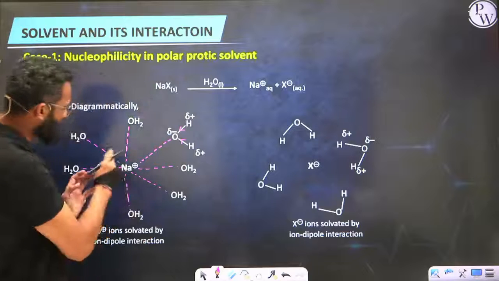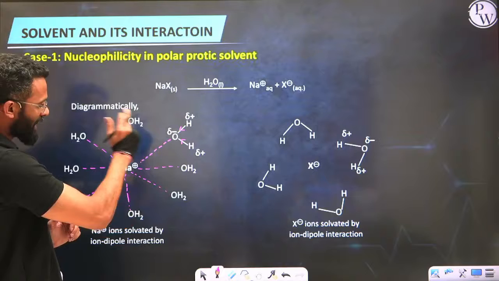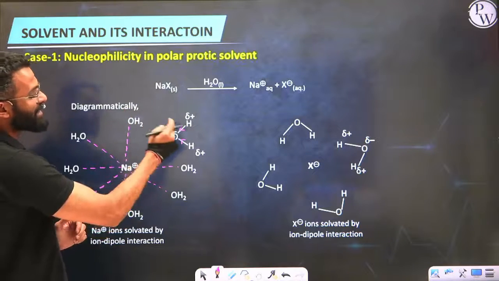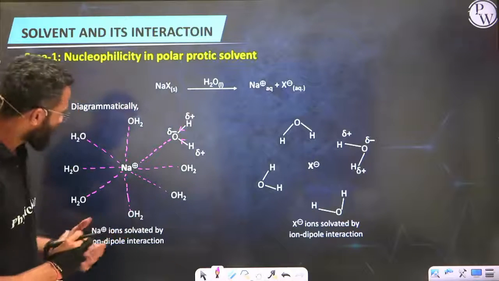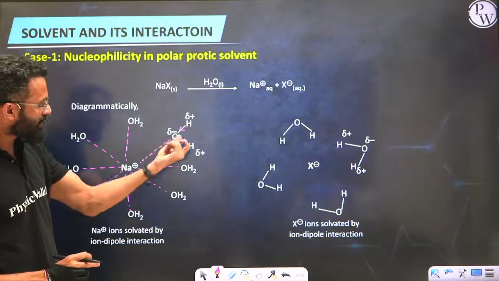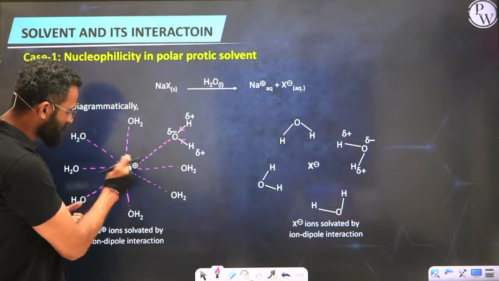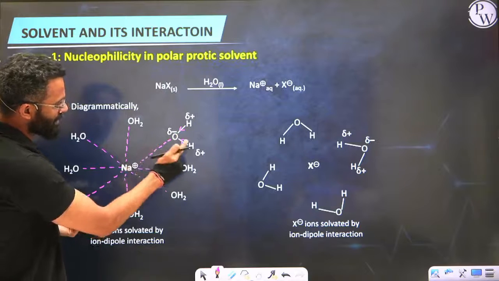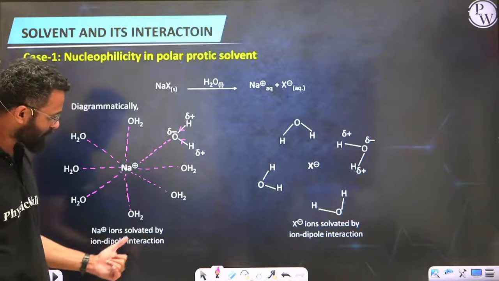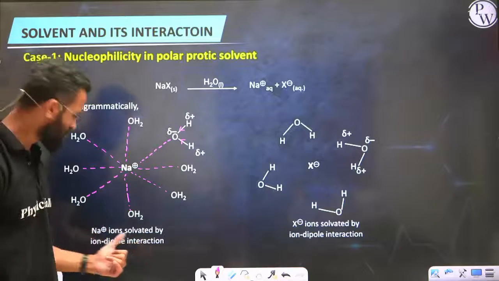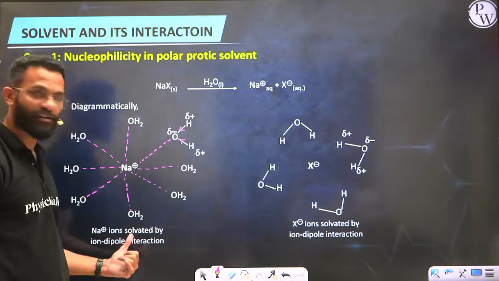So now because Na plus ion is surrounded by several water molecules, I will say Na plus ion is now hydrated. Hence you write it as Na plus aqueous. So I will say now Na plus ion is surrounded by water molecules by a force of attraction, meaning this is an ion, water is a dipole. So this kind of attraction or interaction is what you call ion dipole interaction. Hence I will say Na plus ions are solvated by ion dipole interaction.